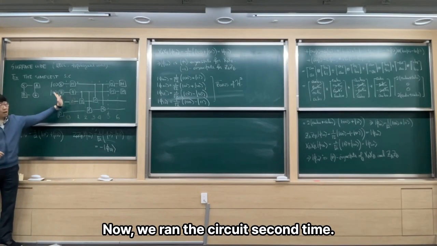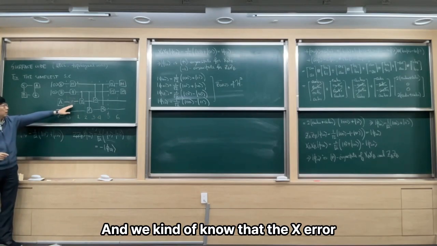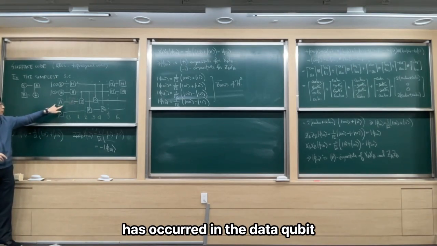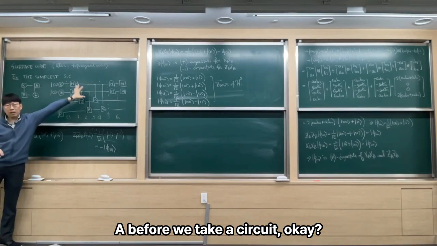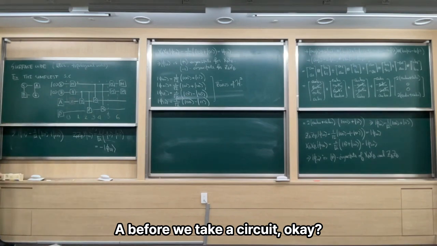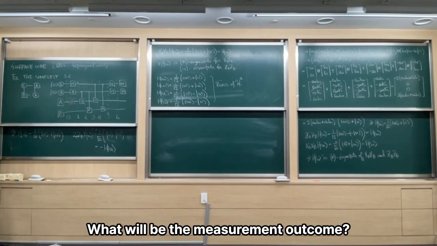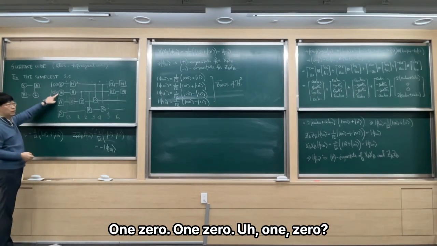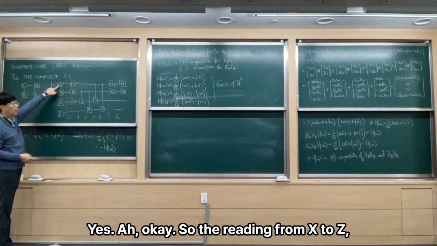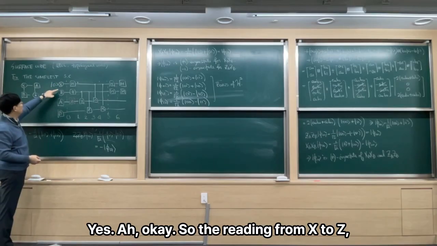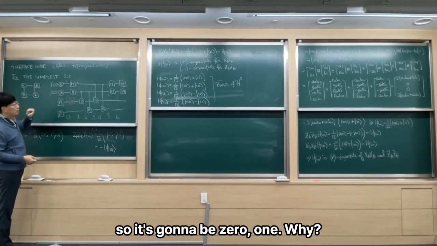Now we ran the circuit a second time, and we know that an X error has occurred in data qubit A before we ran the circuit. Okay, so it's right here. What will be the measurement outcome? 1, 0, 1, 0, 1, 0. Okay, so reading from X to Z, it's going to be 0, 1. Why?